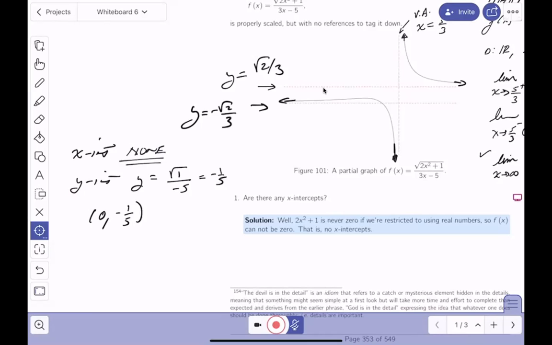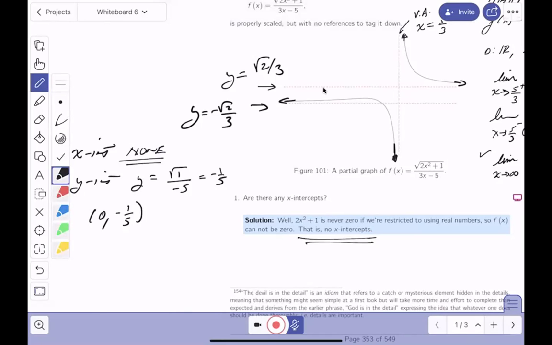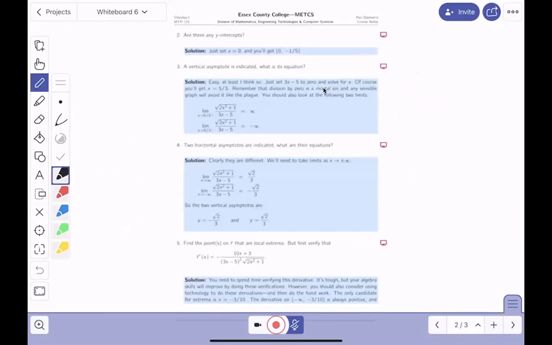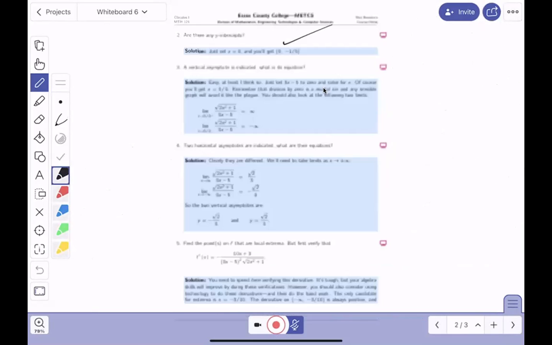Okay, I think I'm ready to answer some questions now. Are there any x-intercepts? We claim there's none. Let's read what they said. It says 2x squared plus 1 is never 0. Wow, no x-intercepts, just like we said. Let's go to the next question. Are there any y-intercepts? Well, we just did it. We said 0, minus 1/5. We got that right. Did we do the vertical asymptote? We sure did. What did we say the vertical asymptote was? 5/3. We did that by limit. We got 5/3.